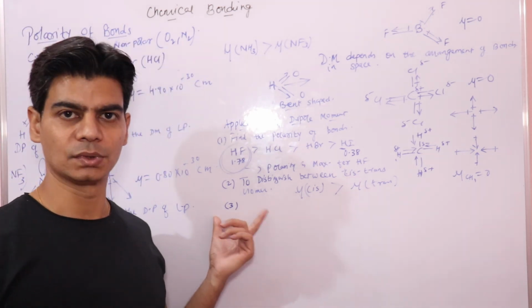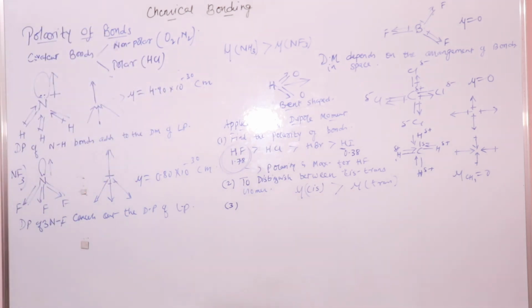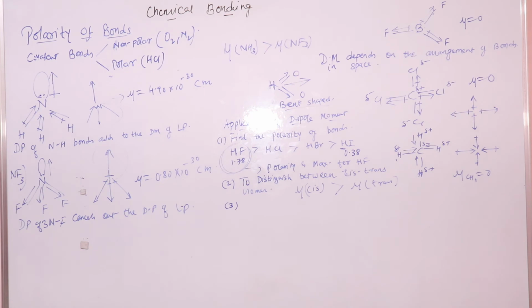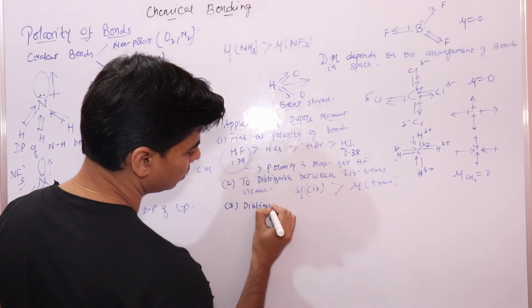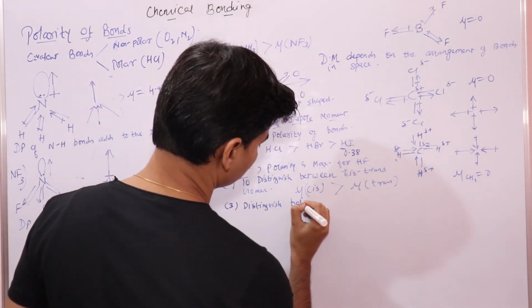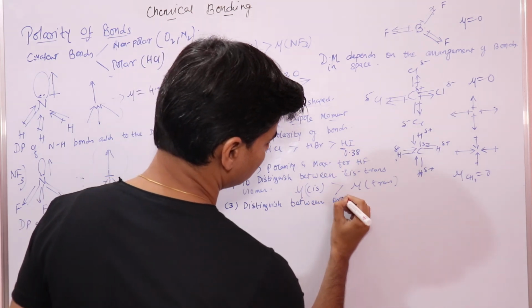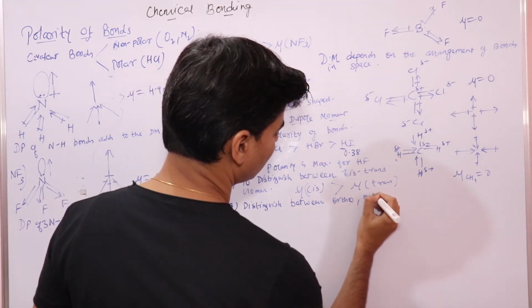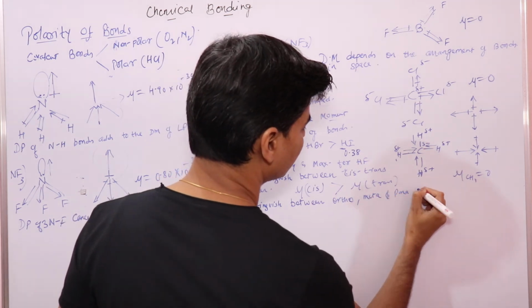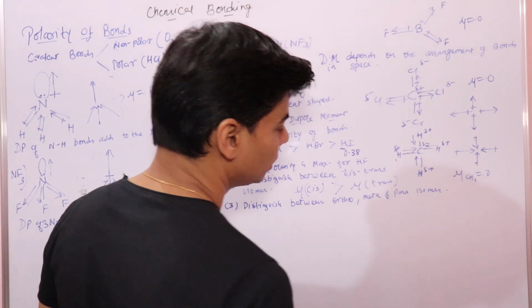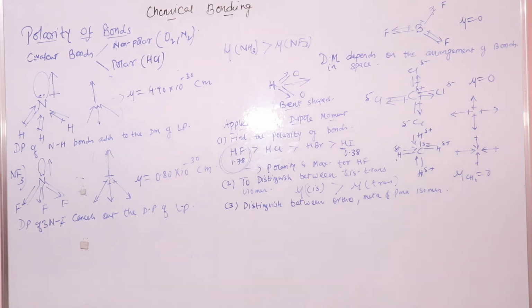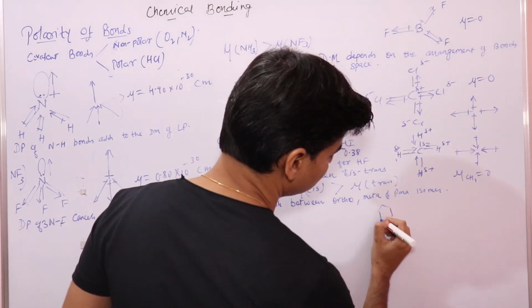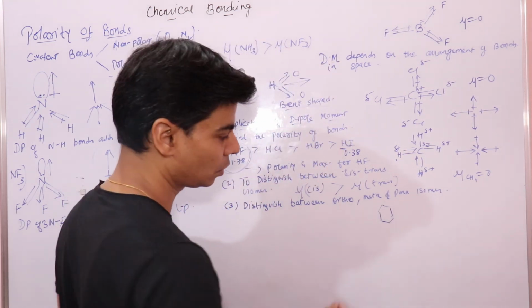the ortho, meta and para isomers. Because ortho, meta and para have different dipole moment values, it is used to distinguish between ortho, meta and para isomers. Usually the para isomer has a dipole moment value of 0. Again, you will study ortho, meta and para in organic chemistry.